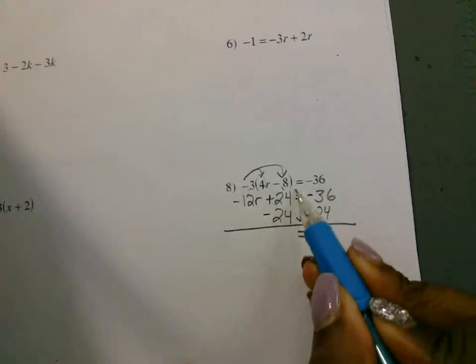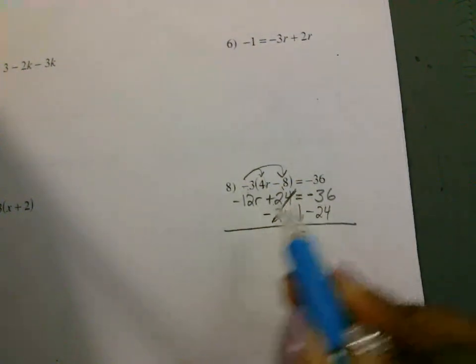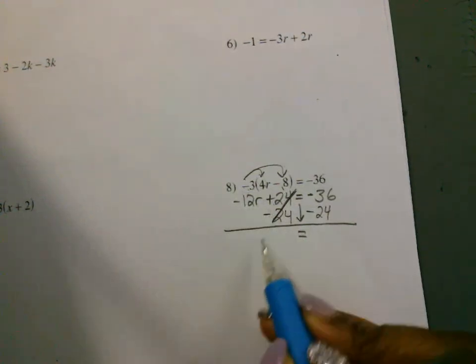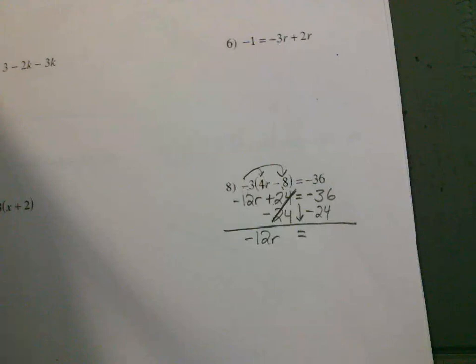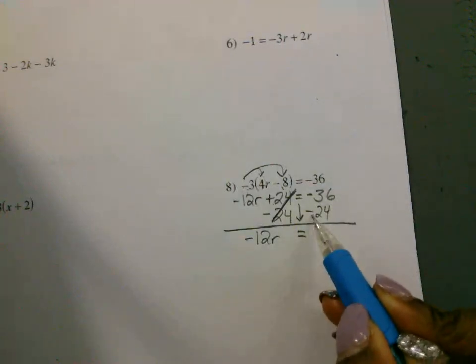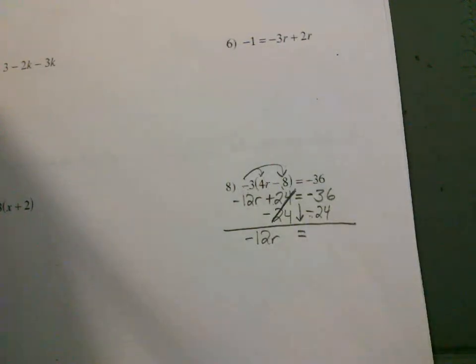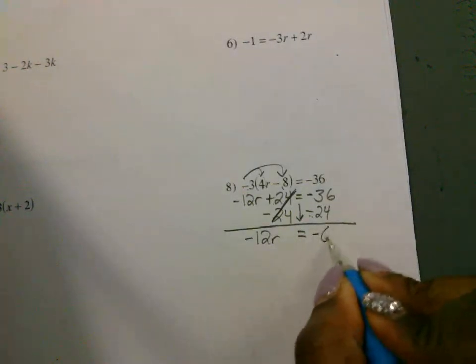24 minus 24 is 0. This is gone. And we're left with this negative 12R. Negative 36 minus 24. If you forgot how to do it, type it in your calculator. What's a negative 36 minus 24? Negative 60. Good job.